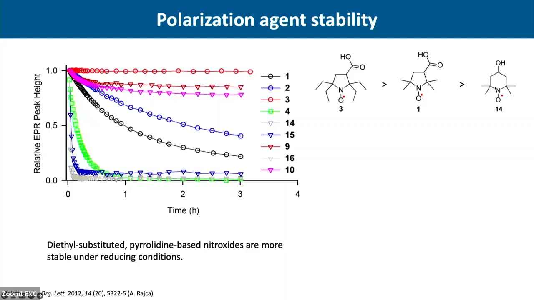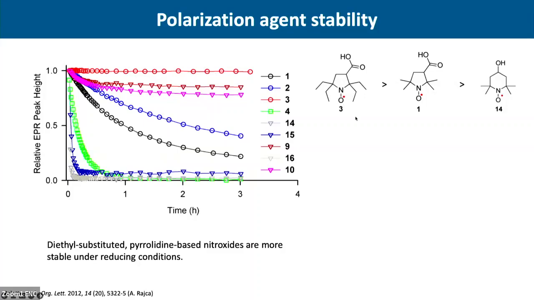Now, if we go from the 6-membered piperidine ring to a 5-membered pyrrolidine ring, then the stability goes up. So this is this black curve over here. And now if you go from dimethyl substitution to diethyl substitution, like over here, this is the red trace over here, where it appears that in ascorbic acid, you really maintain your stability for several hours.